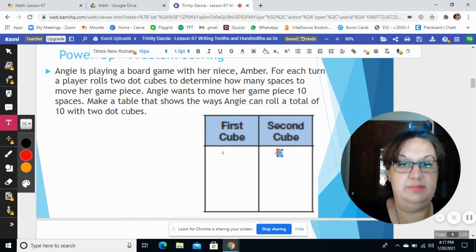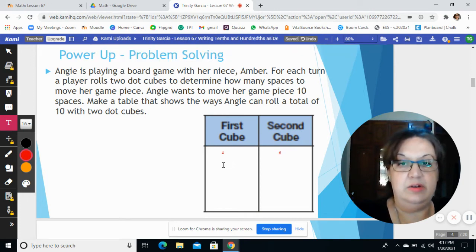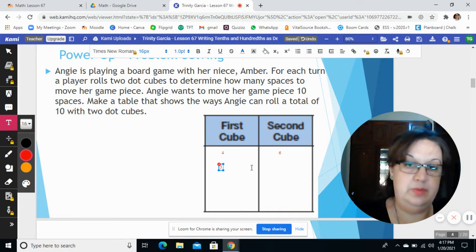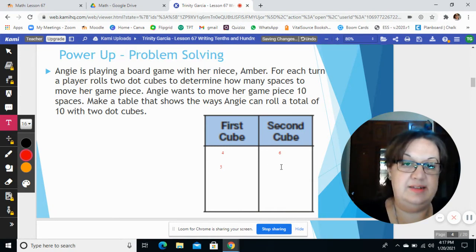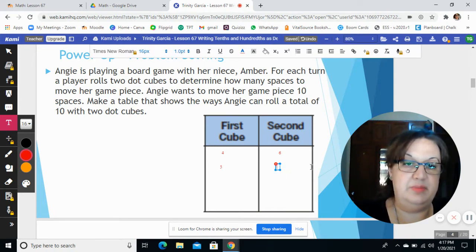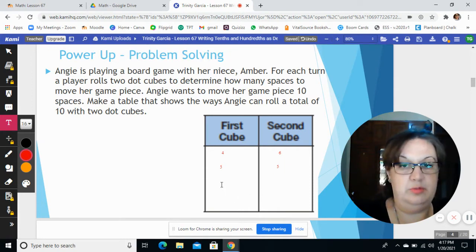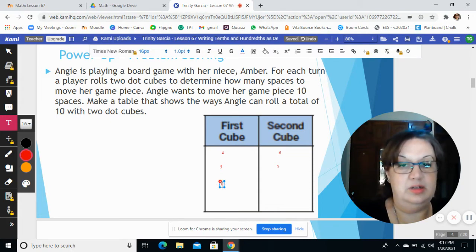6, right? We're just looking for things that add together to equal 10. All right, so then if we rolled a 5, what would be on the other die to get a 10? Would have to be a 5, right? And if we rolled a 6 on our cube or on our die, then we know that the second one has to be a 4.